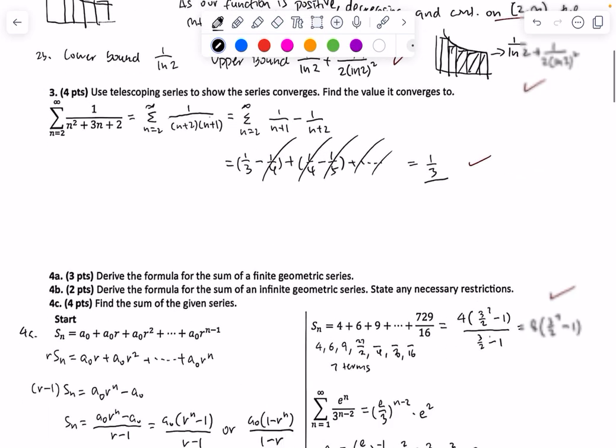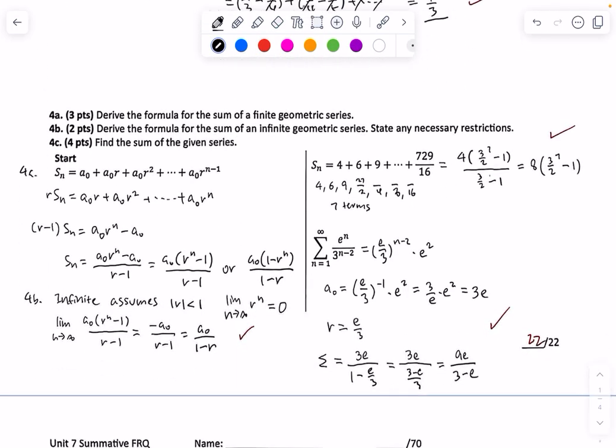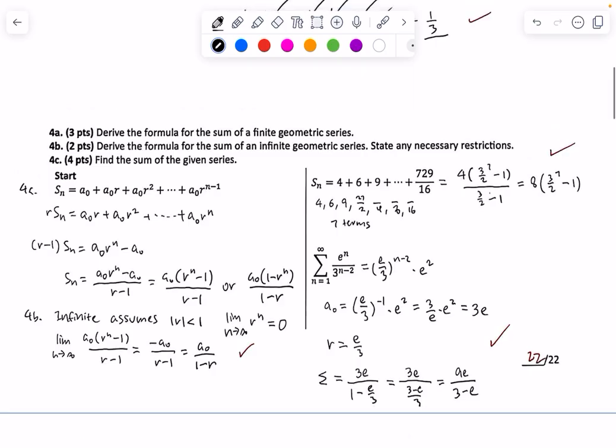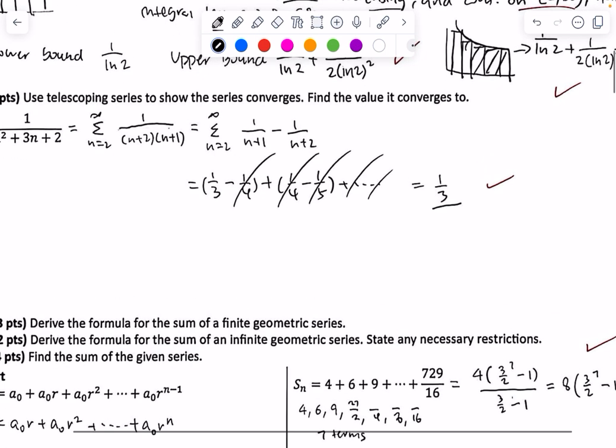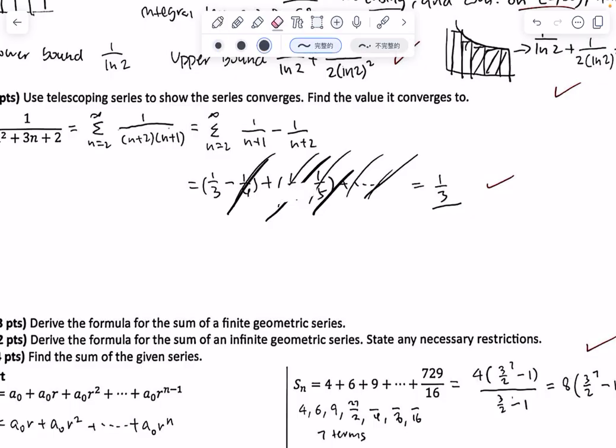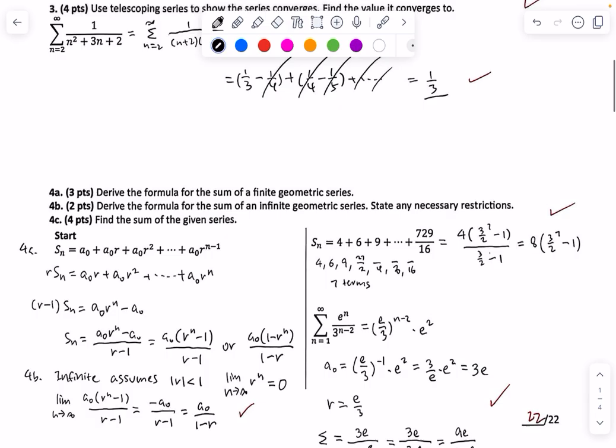All right. Question 4. Derive the formula for a sum of finite geometric series. And for question 3, I'm sure Wolo talked about it in class, so I'm not going to go that deep into it. But one thing I want to notice is that all the terms cancel. That's why it's a telescoping series. Okay, question 4.